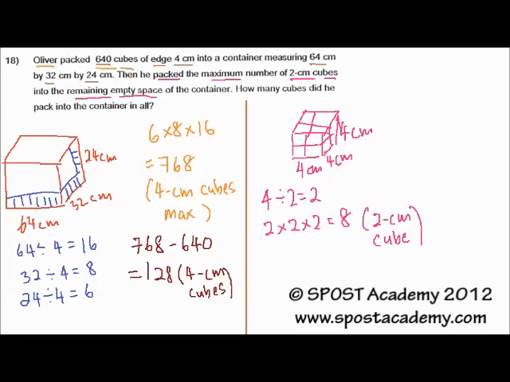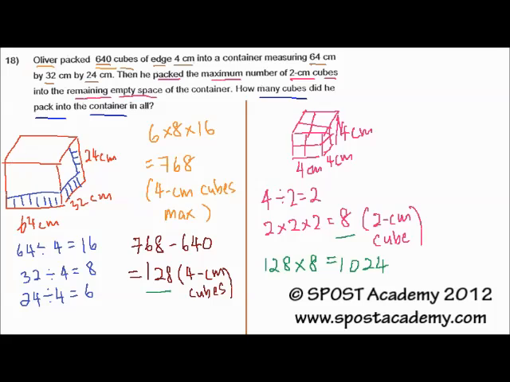So there's enough space for me to fit in 128 4 cm cubes, and in every 4 cm cube I can fit 8 2 cm cubes. To find the number of 2 cm cubes that she can fit in, I'll just need to use 128 times 8 to find the number of 2 cm cubes that can be fit into the empty space, which is 1024.